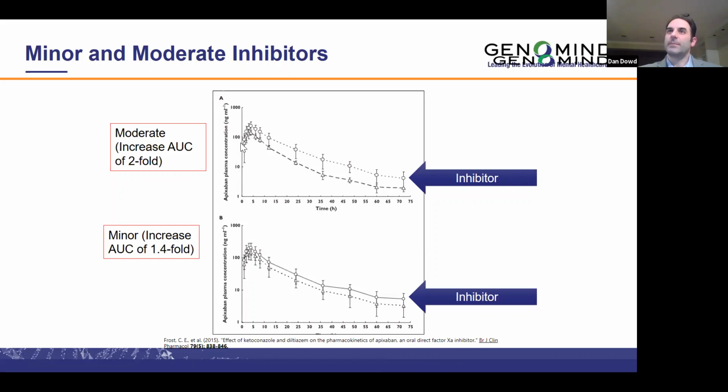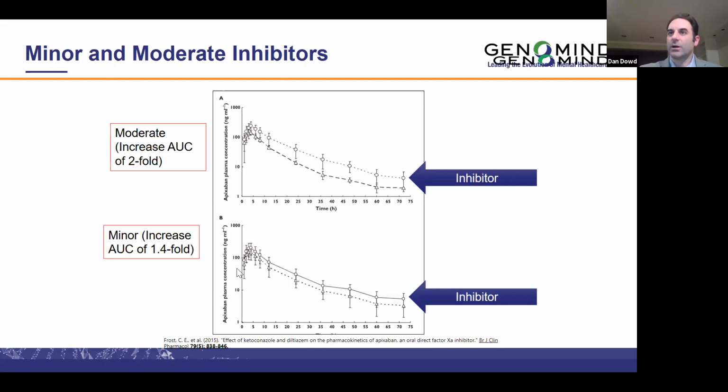Now, if you give this person a moderate inhibitor, in this case, I believe it was ketoconazole, which is really more of a potent inhibitor. But in this case, if you give this person ketoconazole, you can see that the AUC of the anticoagulant is significantly increased. In fact, if you were to measure the volume here and measure the volume here, the difference is about twofold. So we would say that this drug-drug interaction causes a twofold increase in AUC. That's considered a moderate inhibitor.